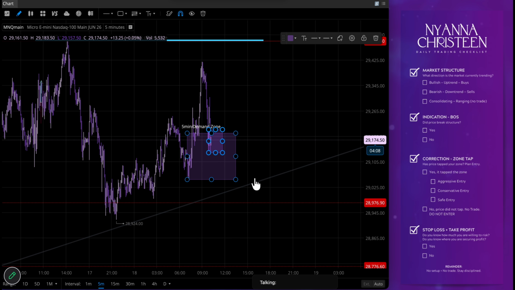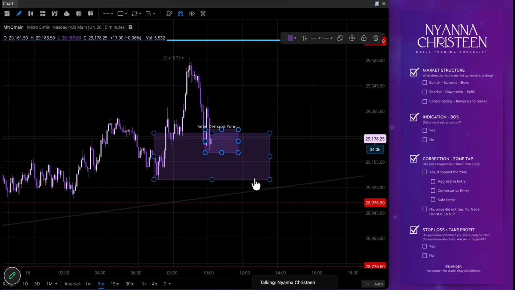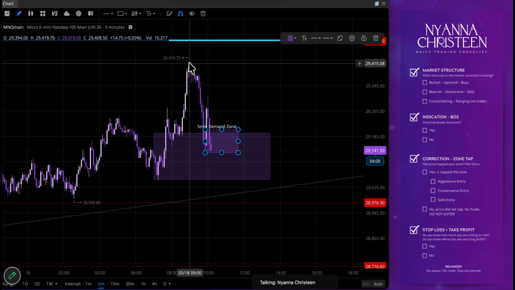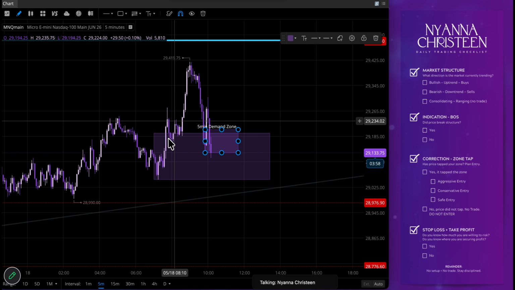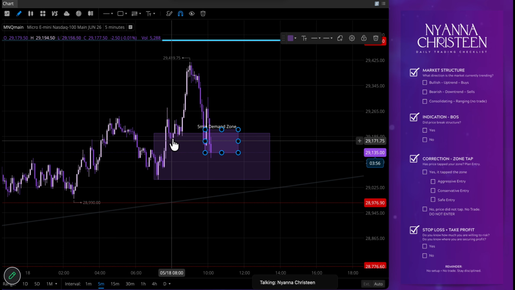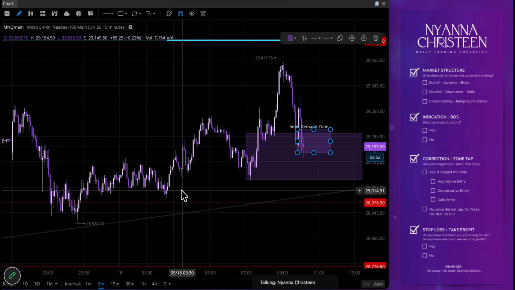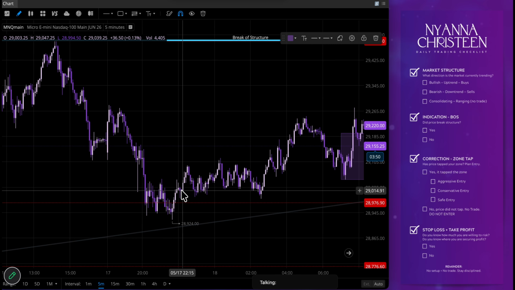It looked like the play of the day happened already, honestly. 29,000, yeah, 29,000 to 29,400. That was a 400-point move in just an hour. That was the move of the day, right before market open.